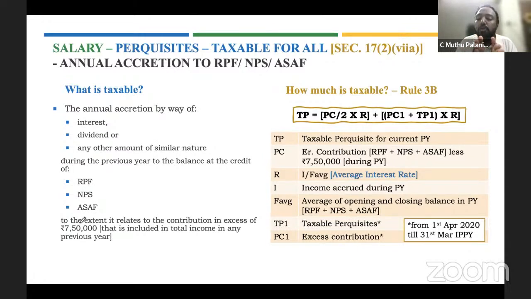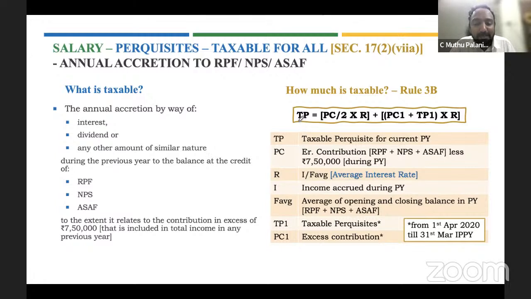So now how do you quantify how much is towards that excess of 7.5 lakhs? Because it's year on year: year 1 8 lakhs, year 2 9 lakhs. Year on year I'm contributing more than 7.5 lakhs. So how do I pick that accretion? The accretion could be in the nature of interest, dividend or anything else. Now how do I calculate that? It's a very simple formula. When you actually look at it, it looks like a very complex formula. But actually, the formula is very simple because it's logical. So I'll tell you how it's logical.